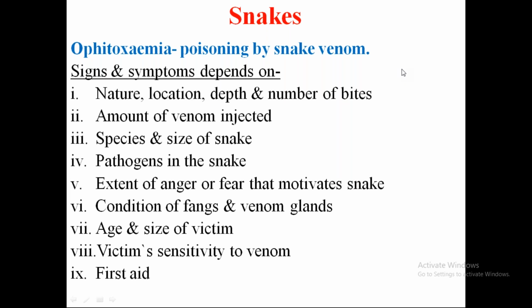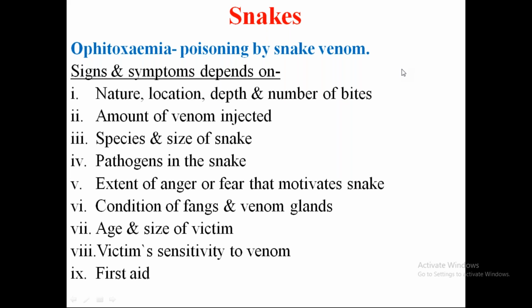The amount of venom injected is also important. So the more the amount of venom, the more the symptomatology of the poisoning. And the species and the size of the snake is also important. If a small snake bites, then the poison may not be that effective. And the species also, we know that there are some very poisonous snakes and then non-poisonous snakes. So most of the time, the bites are non-poisonous. About three-fourths of the poisonous snake bites are non-poisonous.